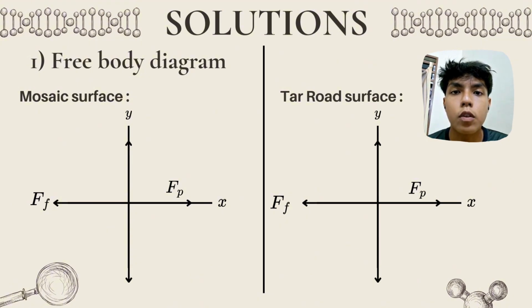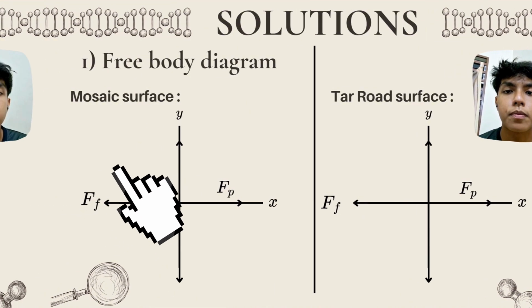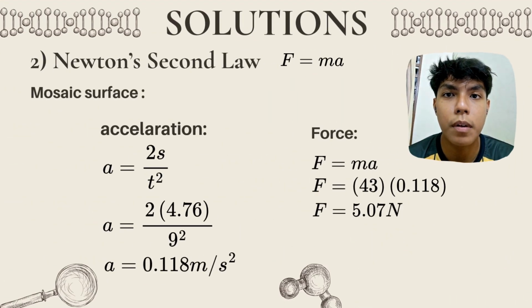And lastly, friction force, Ff, is opposite to the motion of the trolley. Since the trolley does not move vertically, the forces on the y-axis are balanced, with the normal force equal to the weight. For the horizontal direction, Newton's second law is applied, where the summation of Fx equals ma. We move to the calculation part for the mosaic surface using Newton's second law.